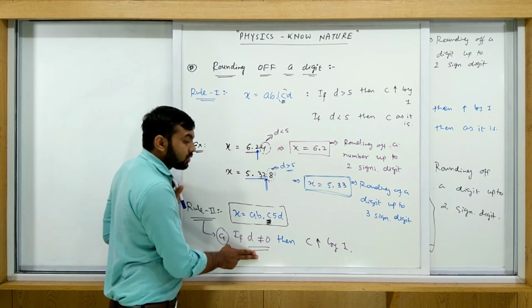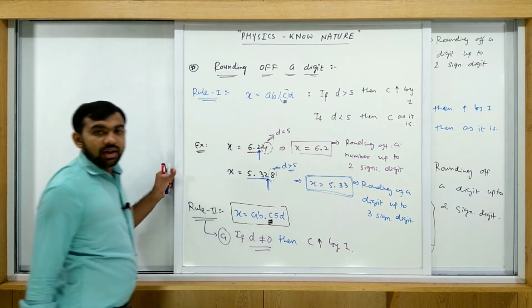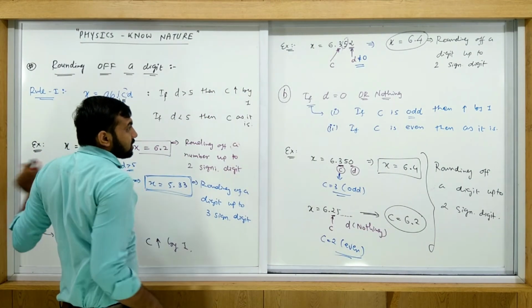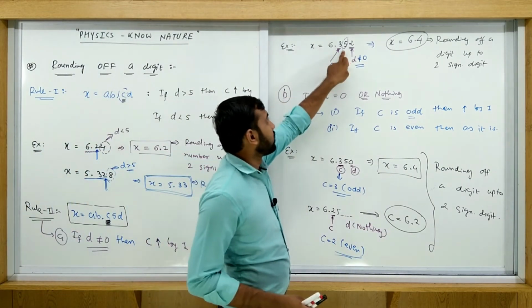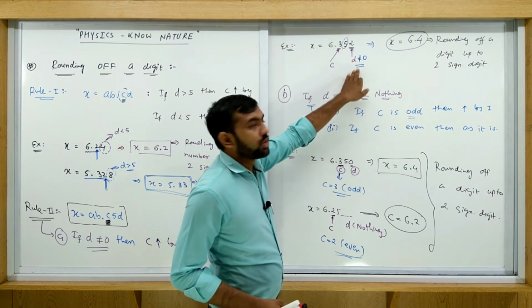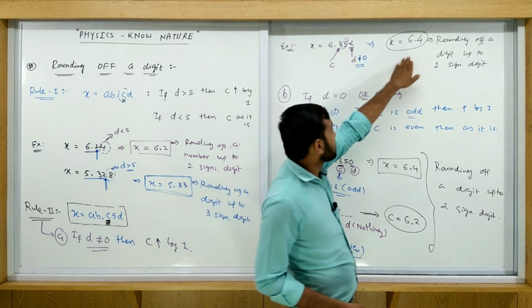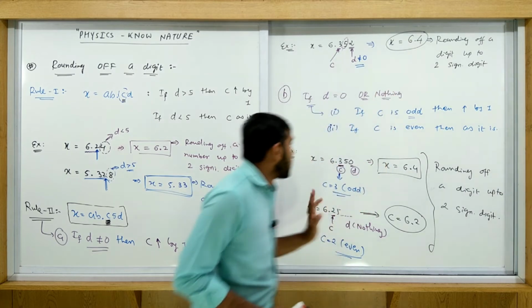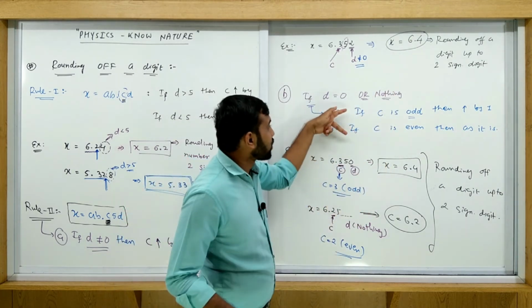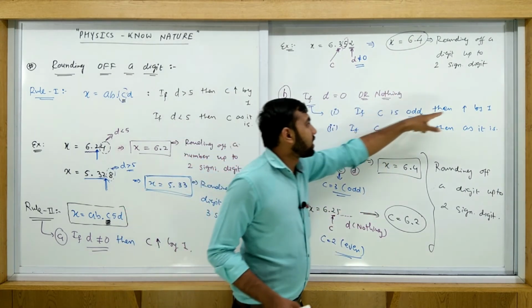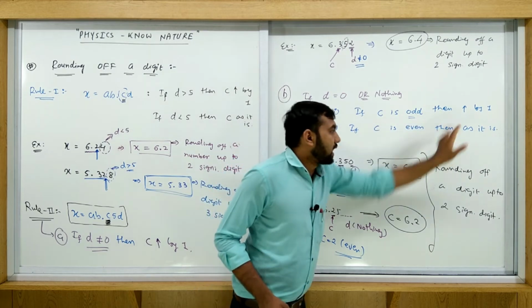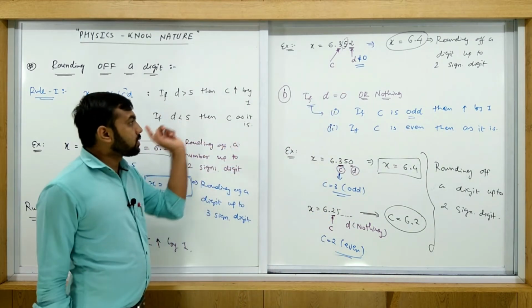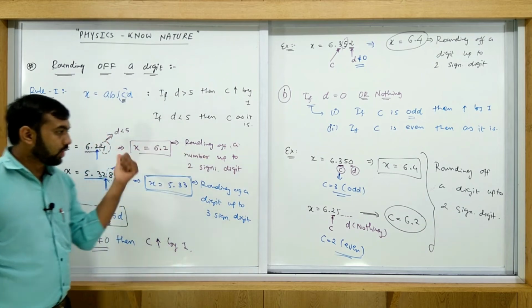If d does not equal 0, then always c is increased by 1. Example is this one. If you consider here 6.352, then 2 is non-zero. 2 is non-zero, it means increased by 1. So 3 is increased by 1, then it becomes 4, 6.4. If it is 0 or nothing, then again 2 rules. If c is odd, increased by 1, c is even, as it is, then answer is this one. Okay, all of you must note all these rules in your books with examples. Okay, note it.